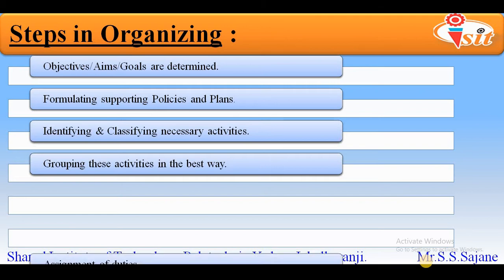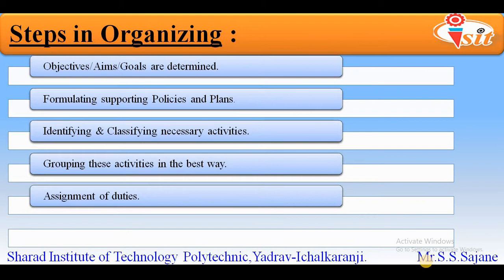The next step will be assignment of duties. So the activities or duties are assigned to appropriate people. Then again, care is taken to satisfy both the requirement of work as well as the human needs. Also, overlapping, underutilization and overloading are avoided while assigning these duties.